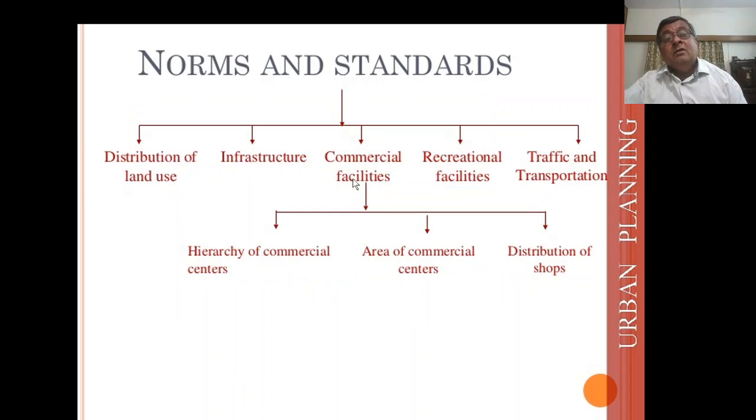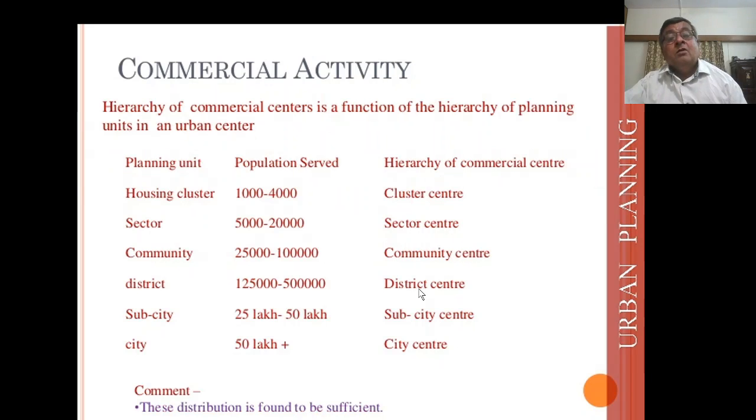Now let's see commercial facilities. Now under commercial facility, hierarchy of commercial centers, area of commercial centers and distribution of shops. Now commercial activity. Hierarchy of commercial center is a function of the hierarchy of planning units in an urban center. Now let's see planning unit, population served and hierarchy of commercial center.